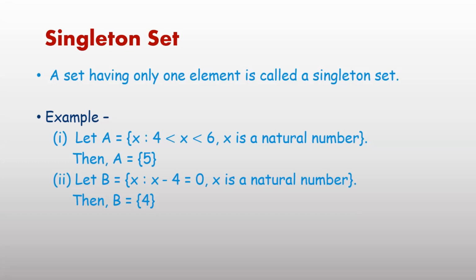One more thing you can observe here in both examples. First, A equal to x such that 4 less than x less than 6, comma, x is a natural number. It is written in the form of set builder. And then the value of x, the natural number you have written in second line, that is known as roster form. The example I have written in both forms, set builder form and roster form.